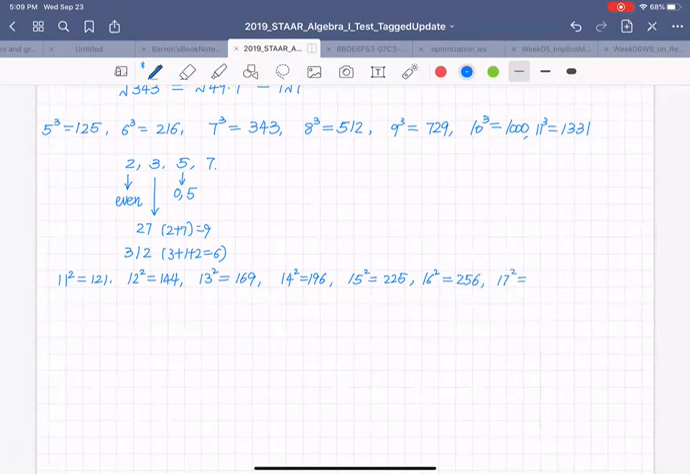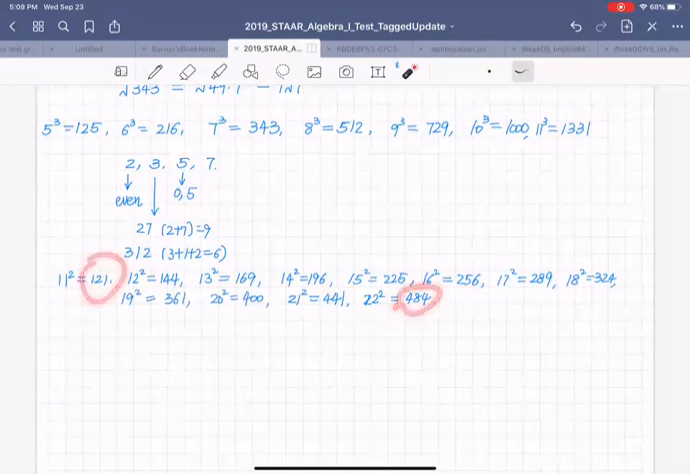17 squared. 289. Perfect. 18 squared. 324. 19 squared. 361. 20 squared. 400. One more. 441. Perfect. That's it. If you want to do one more, 22 squared is 484 because it's just 4 times this guy. All right.